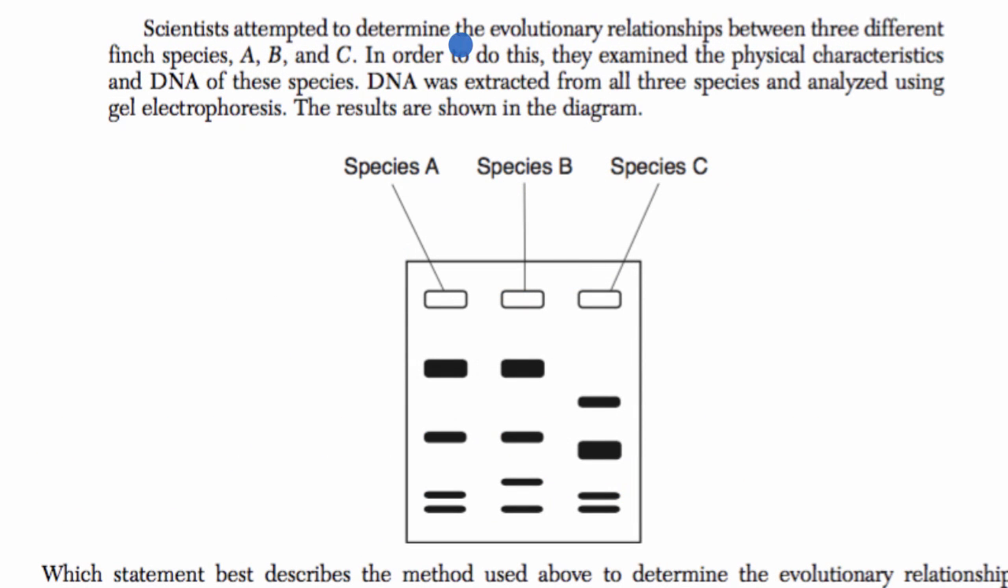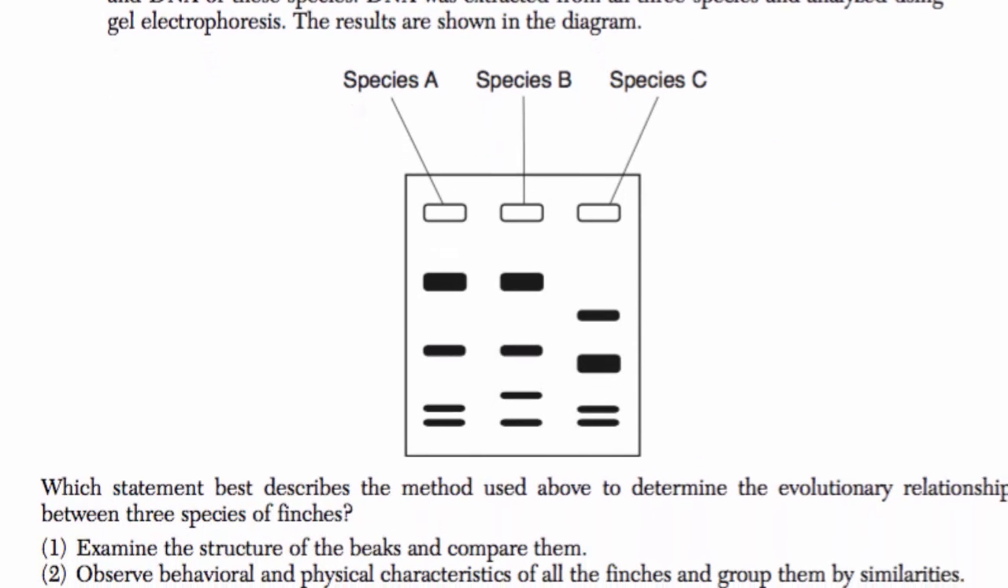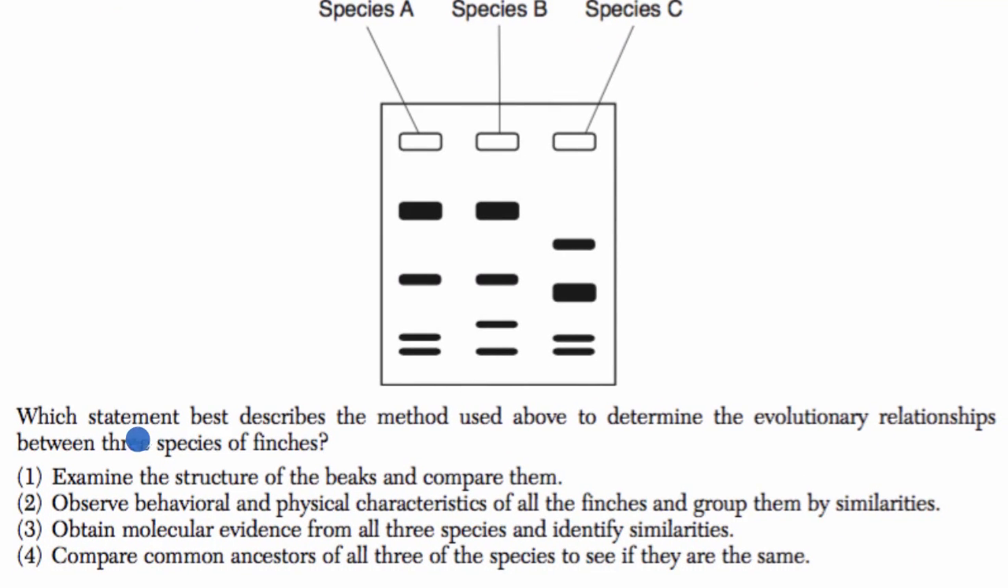Scientists attempted to determine the evolutionary relationships between 3 different finch species, A, B, and C. In order to do this, they examined the physical characteristics and DNA of these species. DNA was extracted from all 3 species and analyzed using gel electrophoresis. The results are shown in the diagram. And then they ask us, which statement best describes the method used above to determine the evolutionary relationships between 3 species of finches?